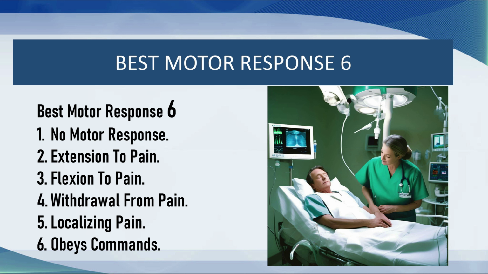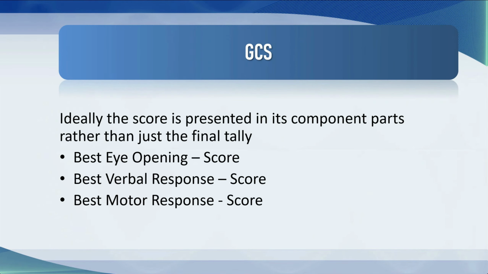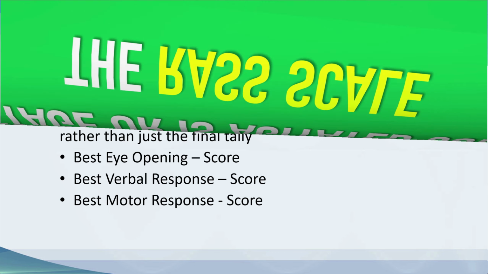What we are looking for here, in general, in the ICU, is patients who score a 5 or a 6. Look at the motor score, because this is the bit where we know that they're actually able to do stuff, and you don't have the problem of the speaking and the eye opening. Of course, patients who are delirious may not obey commands. Ideally, the score is presented in its component parts: best eye opening, best verbal response, best motor response.